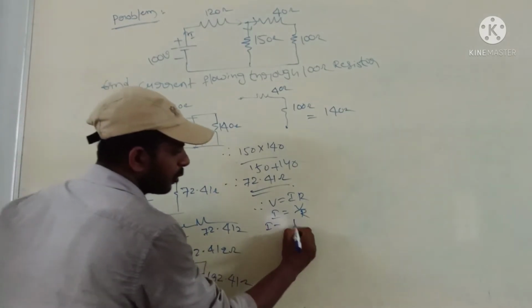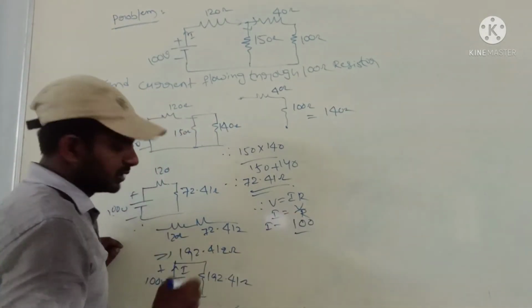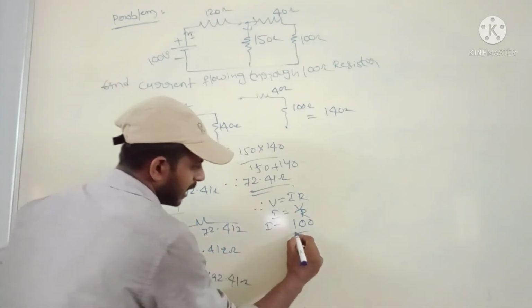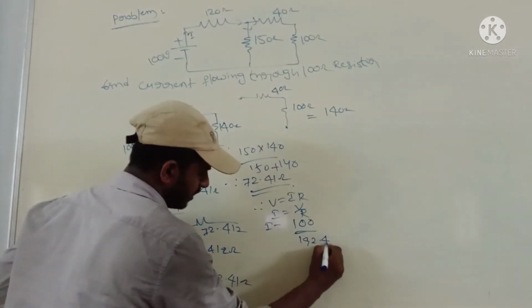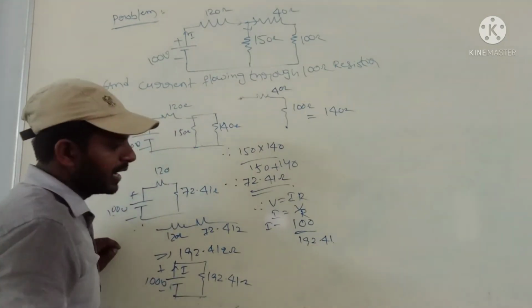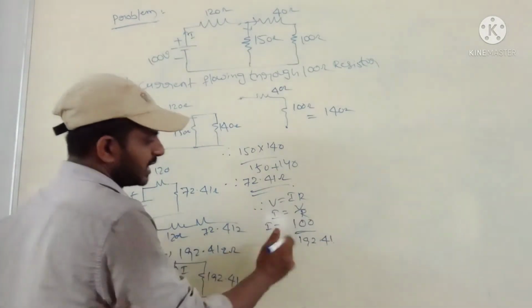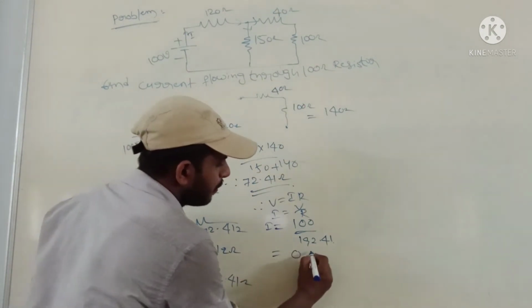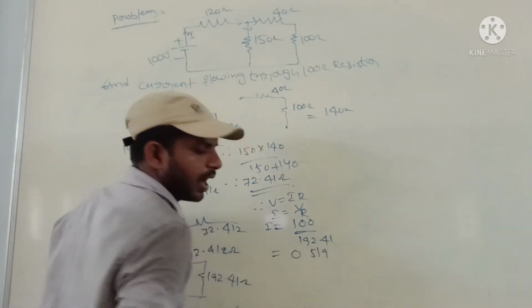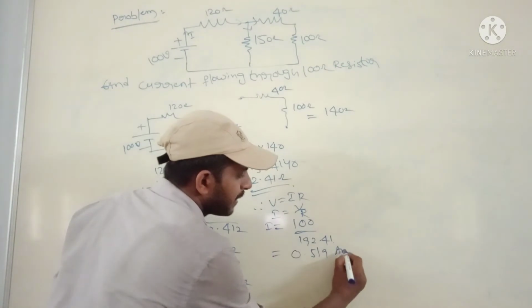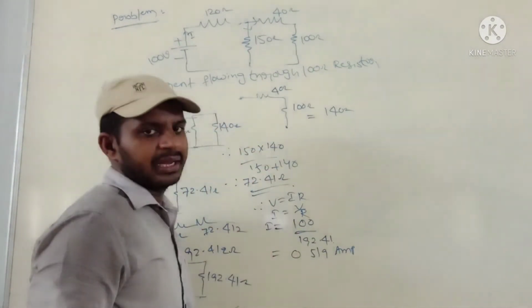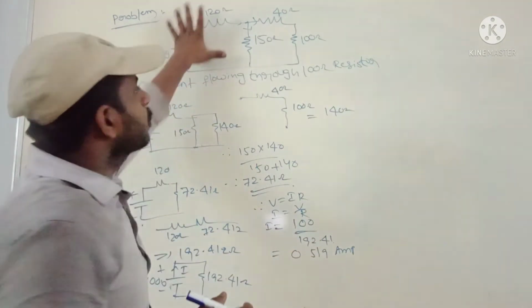V means the total voltage, which is given as 100 volts. So 100 by 192.41 is the total value of I. Finally we get 0.519 amperes. 0.519 amperes is the total current we are getting.